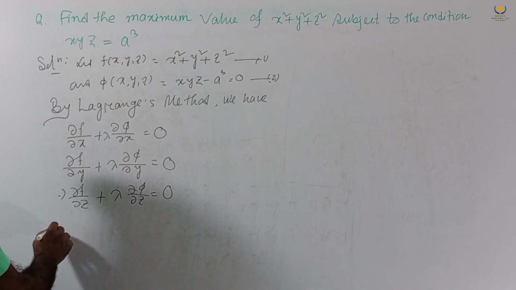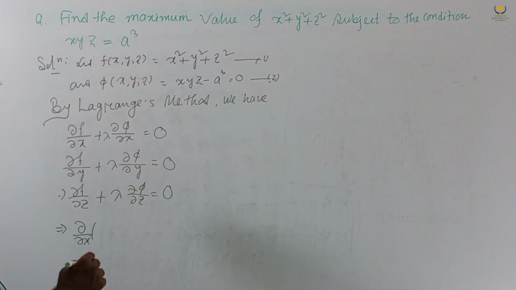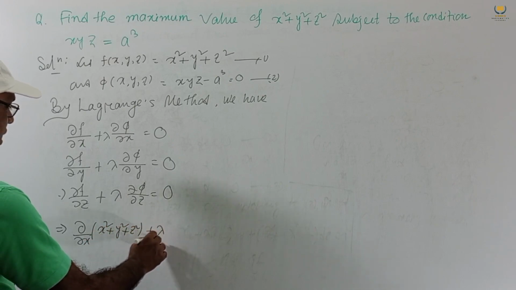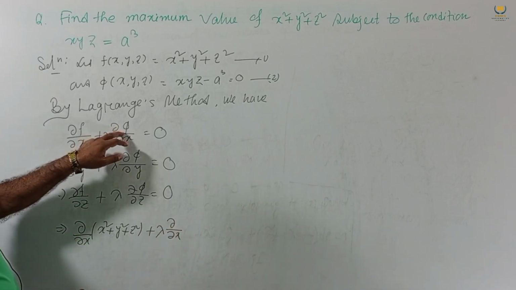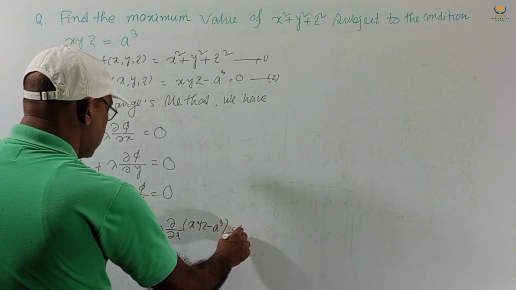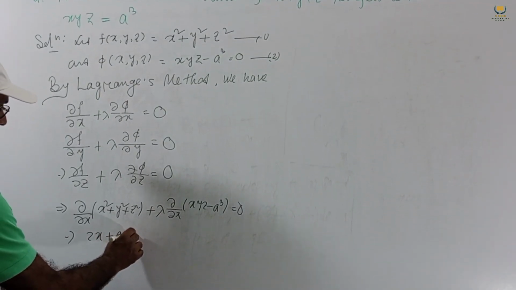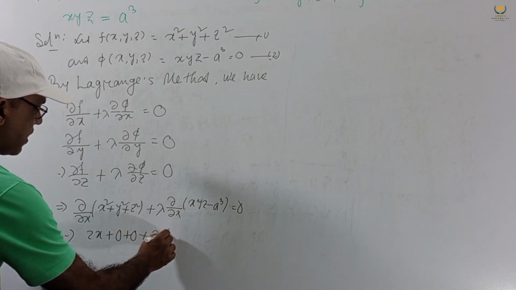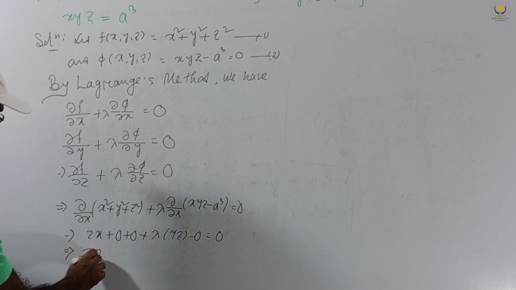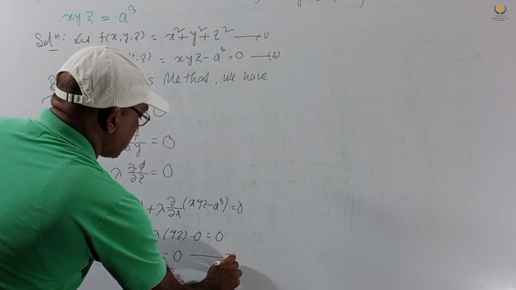Now putting in the values, del x of f, where f is x squared plus y squared plus z squared, plus lambda del x of phi, where phi is xyz minus a cube, equal to 0. This gives twice x plus 0 plus lambda times yz minus 0, equal to 0. So we get twice x plus lambda yz equal to 0. This is number 3 we consider.